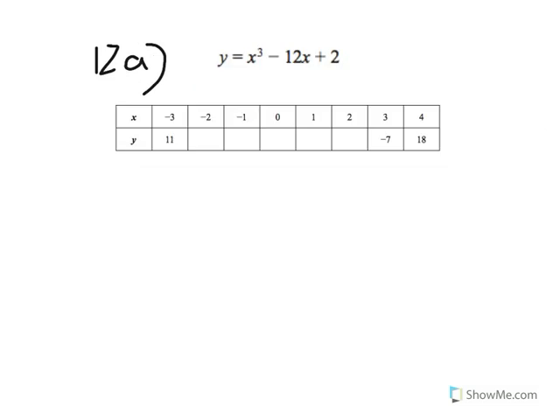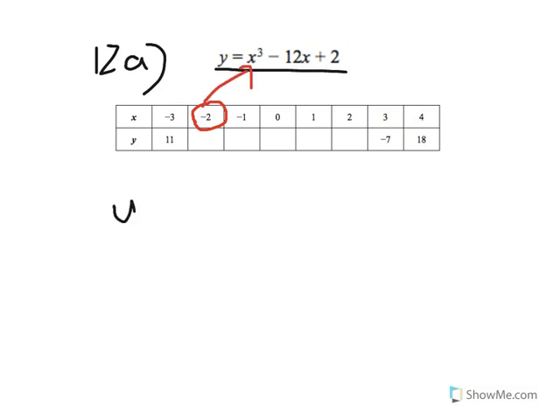Alright, 12a, you're being asked to complete the table of values for this equation. y is equal to x cubed minus 12x plus 2. And you're given values of x, and all you've got to do is complete the values of y. So all you've got to do to solve this question, oh my god, I say all you've got to do a lot. What you basically have to do is take this and substitute it into that equation over there.